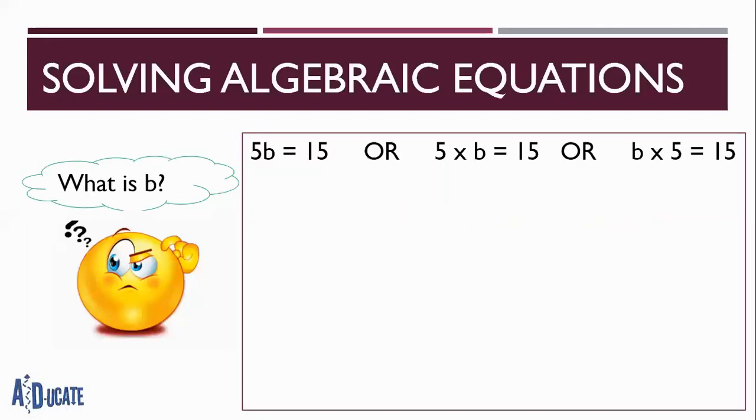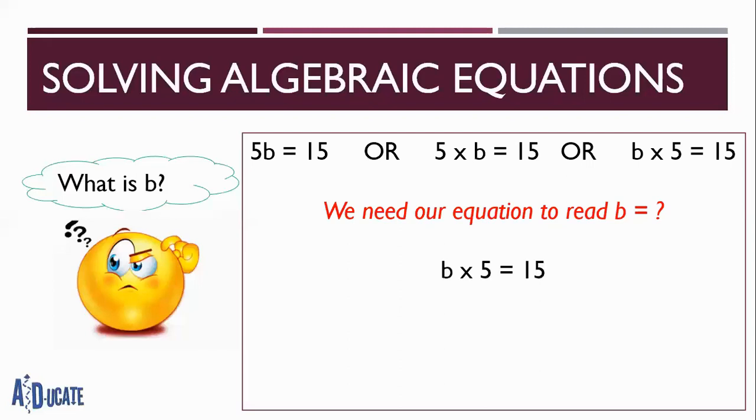Now we need to find b. The question says 5b is equal to 15. Saying 5b is the same as saying 5 times b or b times 5. But we need b by itself. We need an equation to say b is equal to something. So we're going to use b times 5. And remember, b times 5 is the same thing as 5b. So b times 5 is equal to 15. We need b by itself. Right now, beside b is a times 5.